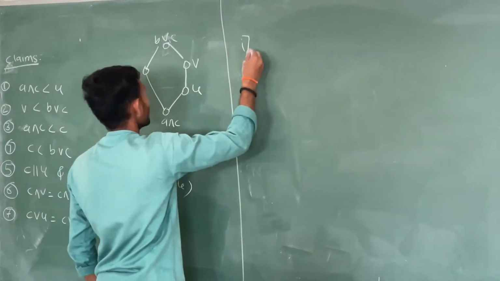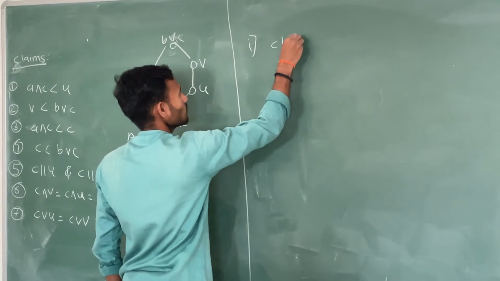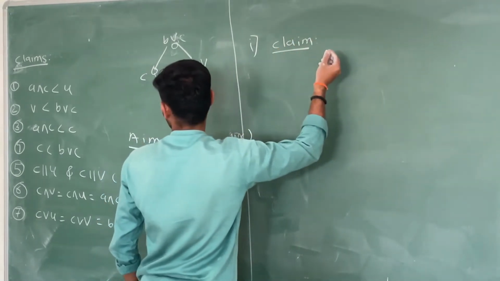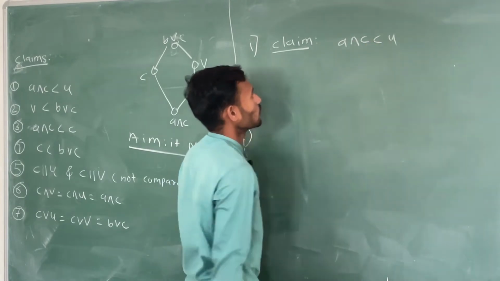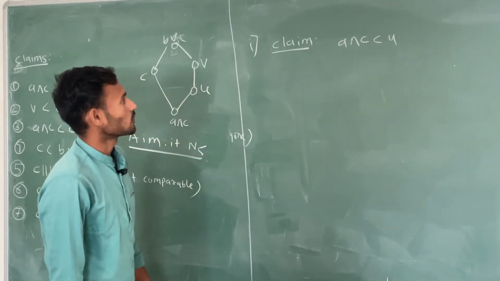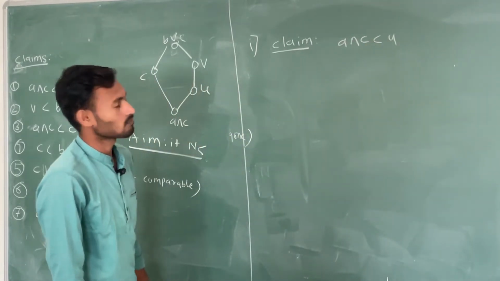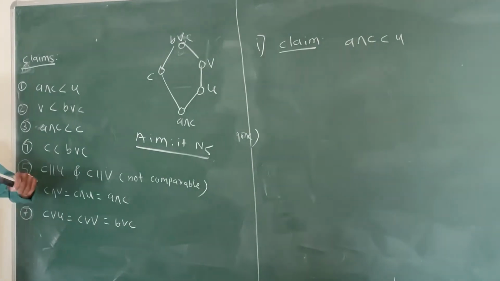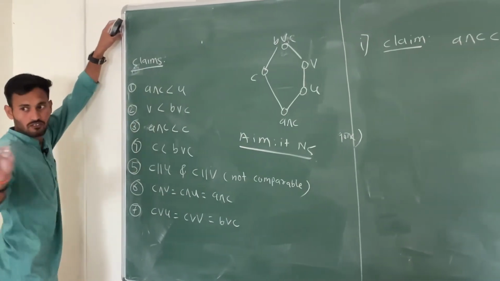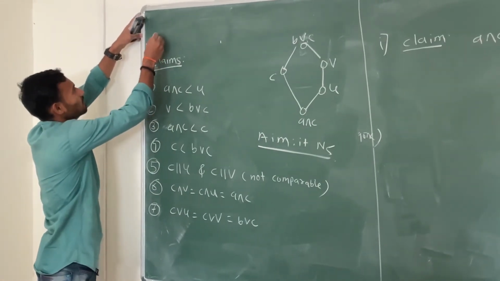First claim is A meet C is less than U. Okay, so what are your U and V? You have not mentioned what your U and V are. Write it above. Yes, write U; we earlier got this equation.